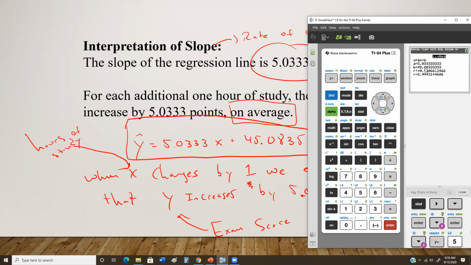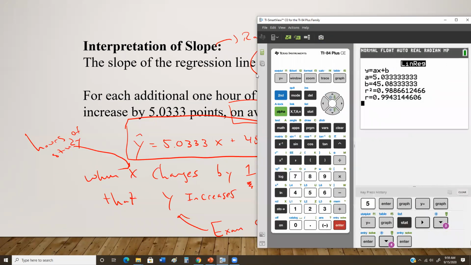They get 45.0833. We got 45.0835. Okay. Does anybody know why ours is slightly different? Well, if you look back when we did this by hand, did we round some numbers off at 4 decimal places? So that's why ours is slightly different. Just because we rounded, your calculator doesn't.